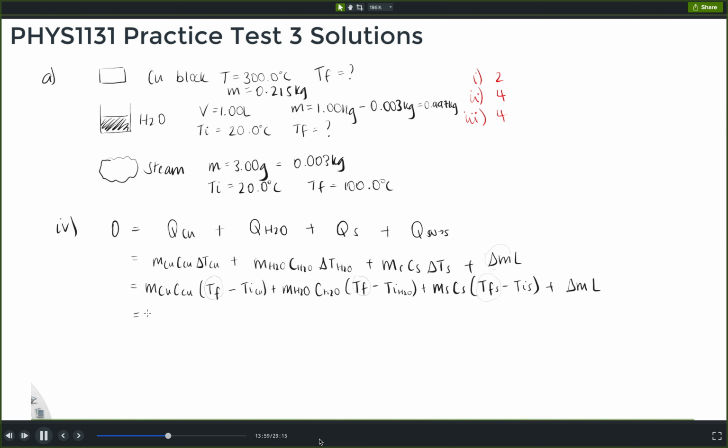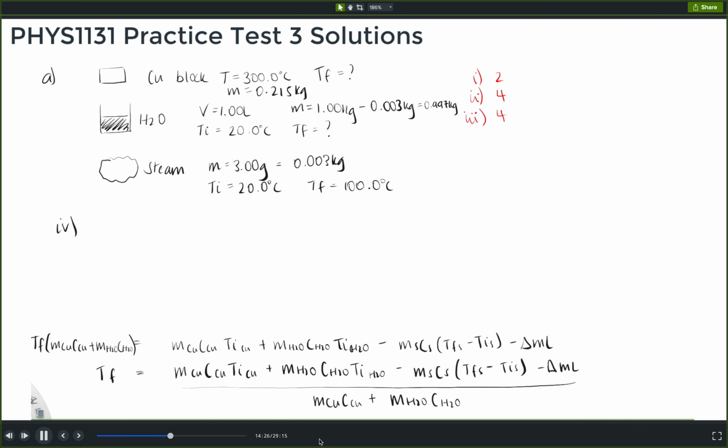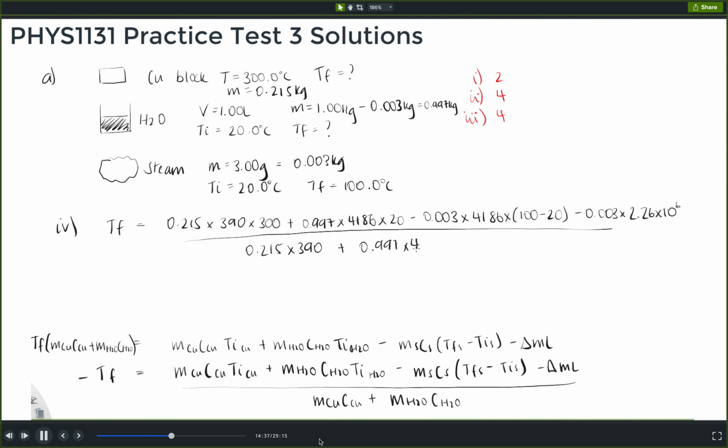Okay, so now we're at that point. I'll just erase everything above here to give us some space. And now what we can do is sub everything into this equation. And then when you do all of that, you get 23.69 degrees Celsius, or 23.7 degrees Celsius to 3 significant figures.